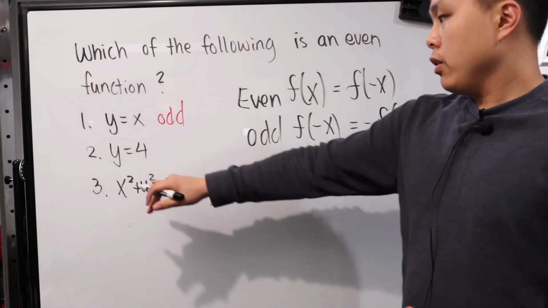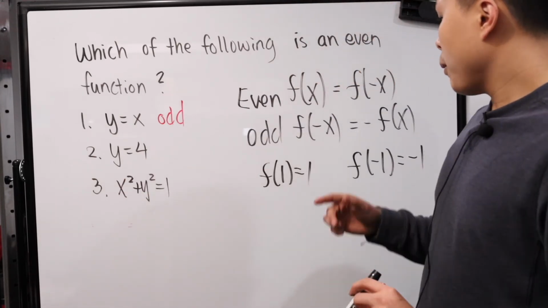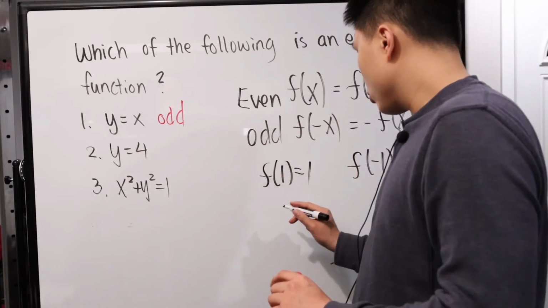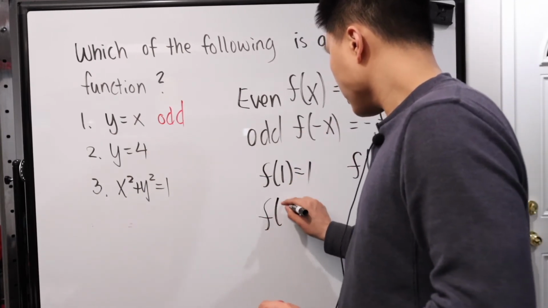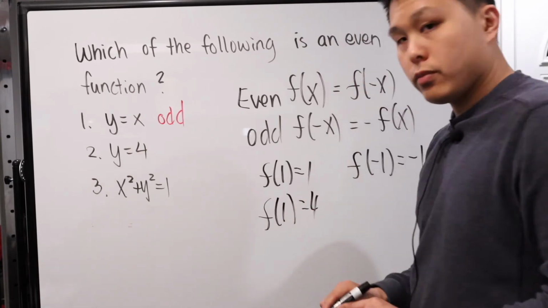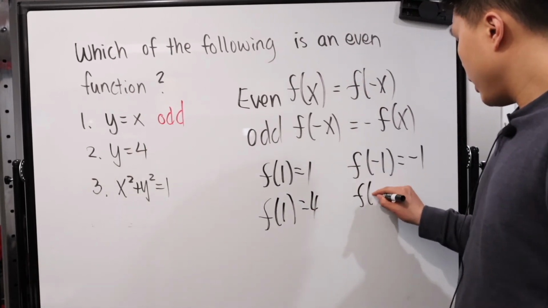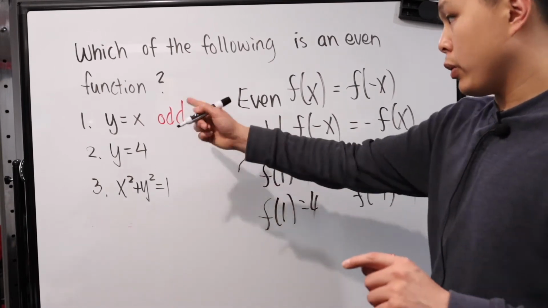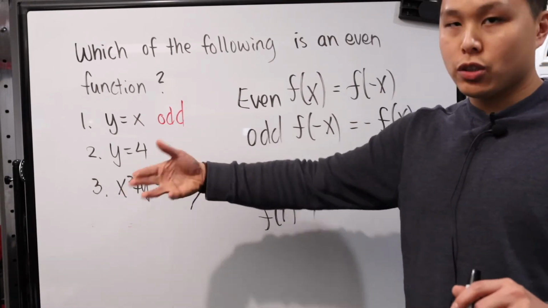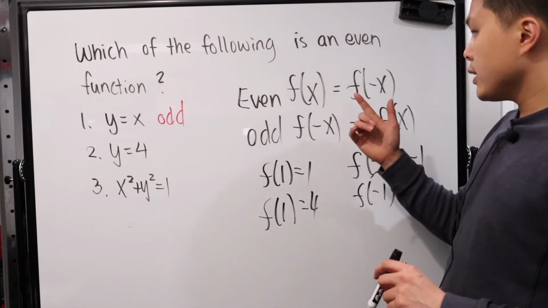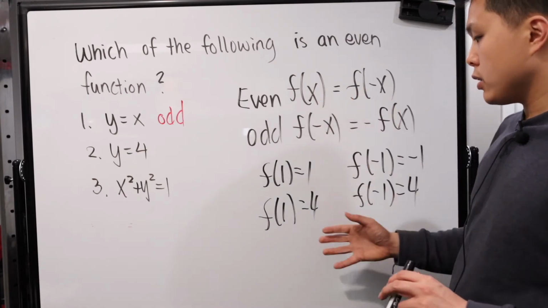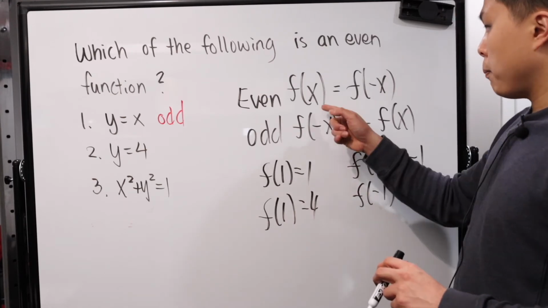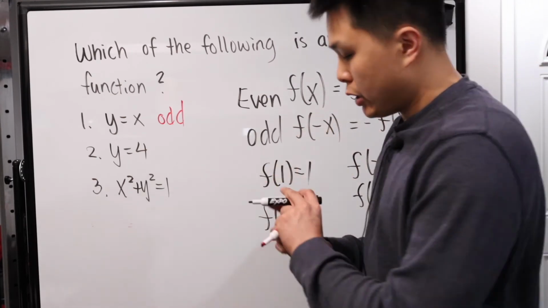Well, this one right here, quite simple. If I put in any number, let's just use 1 again. f of 1, I get 4. f of negative 1, I still get 4. And that's the same for whatever number I decide to put in, because it's just always going to equal 4. So in this case, it would be an even function, because I put in a positive version of a number and a negative version of a number, and they're still equal. That's by definition an even function.